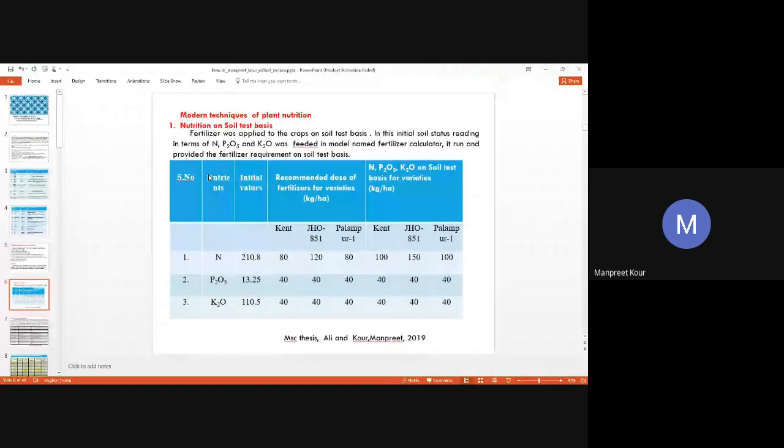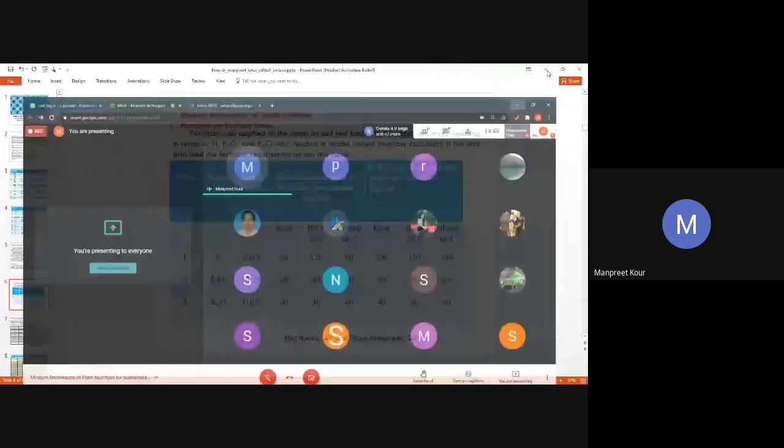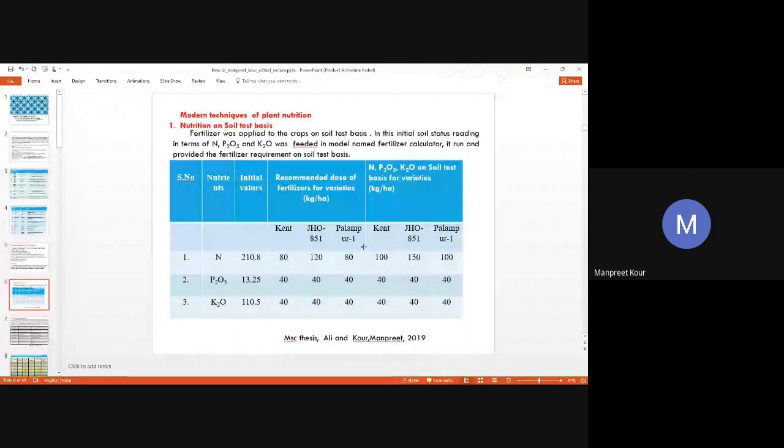This table is clear that different varieties have been taken, Palampur One and JHO 851. They are the promising varieties. These are the three promising varieties of oat fodder, and the requirement of Palampur One and Kent is about the same, and JHO 851 has a higher requirement. So we maintained the fertilizer requirement according to the need of the crop. According to the need of the crop, we then increased the RDF values as per the values calculated by the fertilizer calculator. Now, moving to the next slide.